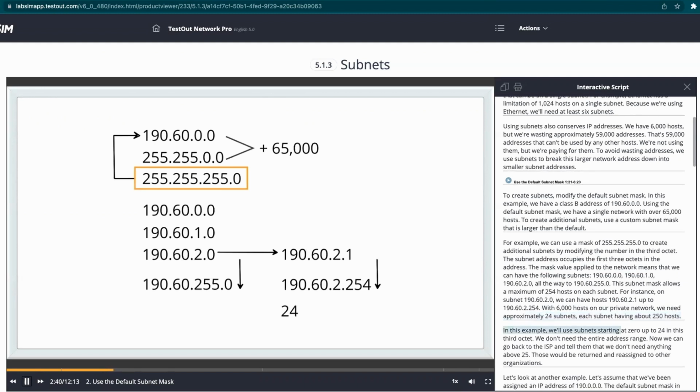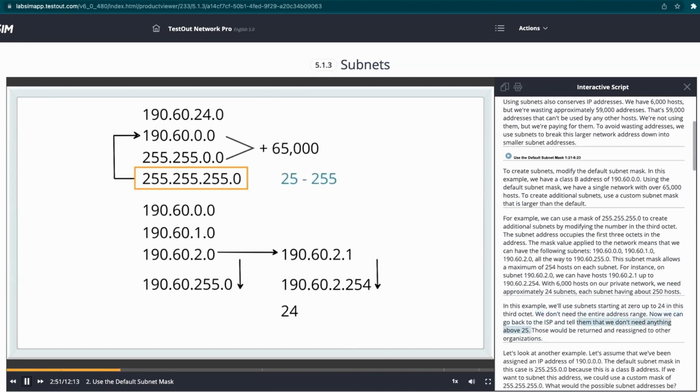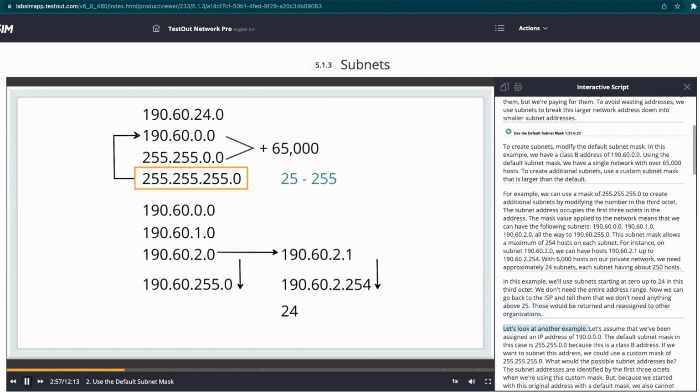In this example, we'll use subnets starting at 0 up to 24 in this third octet. We don't need the entire address range. Now we can go back to the ISP and tell them that we don't need anything above 25. Those will be returned and reassigned to other organizations. Let's look at another example.